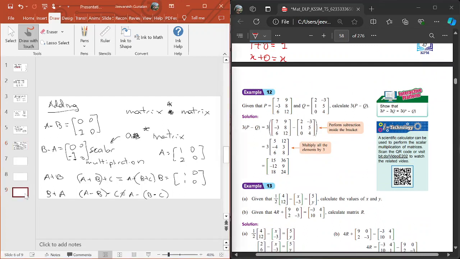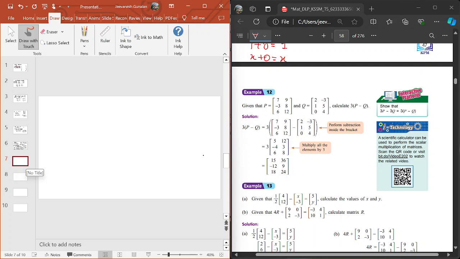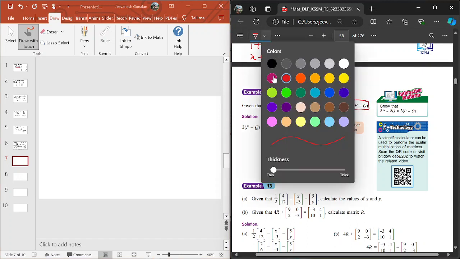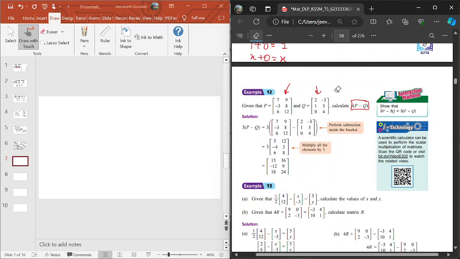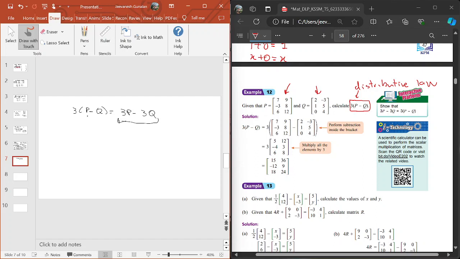Okay, so let's look at this. You get two matrices, and you need to do this operation. This is the same as distributive law, so this is an example where I'm going to use the distributive law. Since I know it obeys distributive law, if I expand this, it will become 3p minus 3q. You can do it this way, or just do the subtraction and then multiply by 3. As long as you get the answer, it doesn't matter.